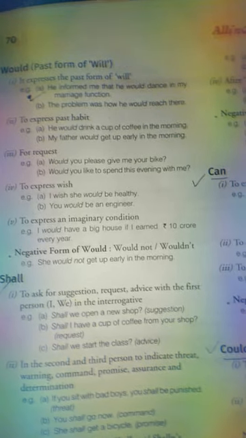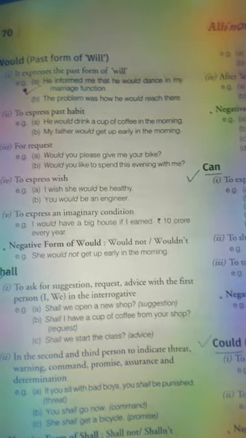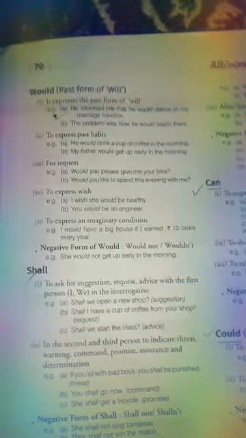To express past habit, basically in place of used to, now would is used. It expresses your past habit which is discontinued in the present as well. He would drink a cup of coffee in the morning. He means he used to drink a cup of coffee in the morning. Right now he has stopped having it. My father would get up early in the morning. My father used to get up early in the morning. See the similarity. You can use used to in place of would, and would in place of used to as well.